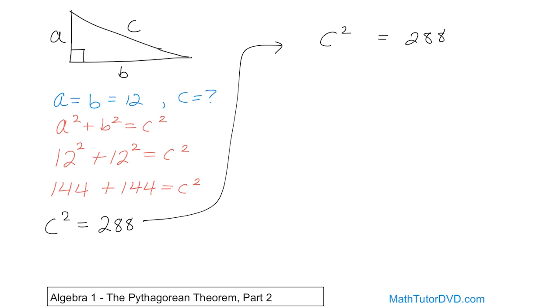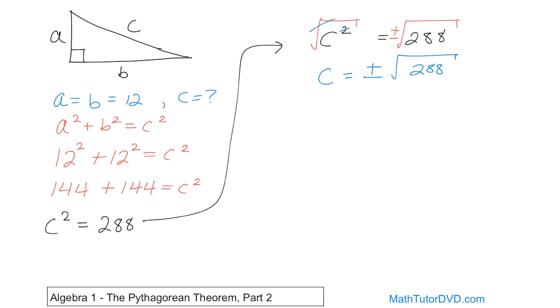Now to get the square away from it, get rid of that, we put a square root on both sides and we have to add the plus or minus. So really what we have is C, because this cancels, on the left, plus or minus root 288. And all we have to do now is solve the square root problem.